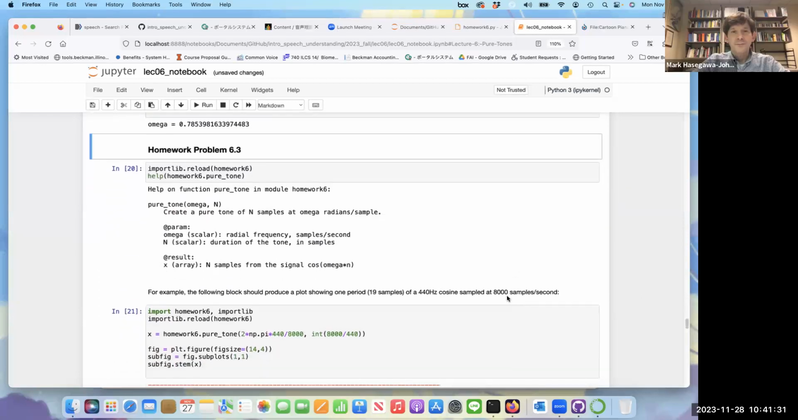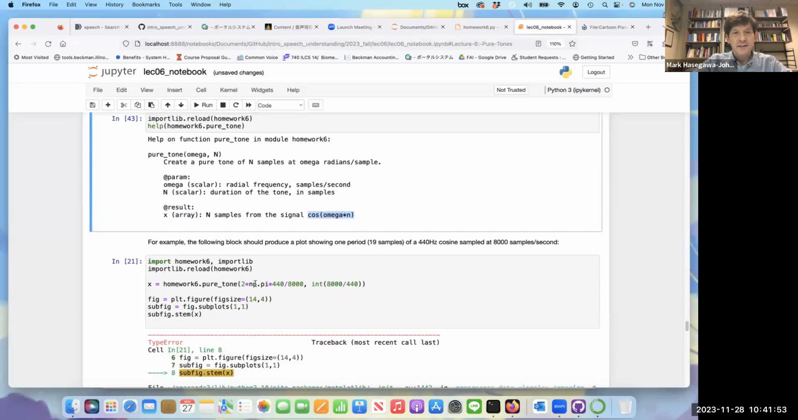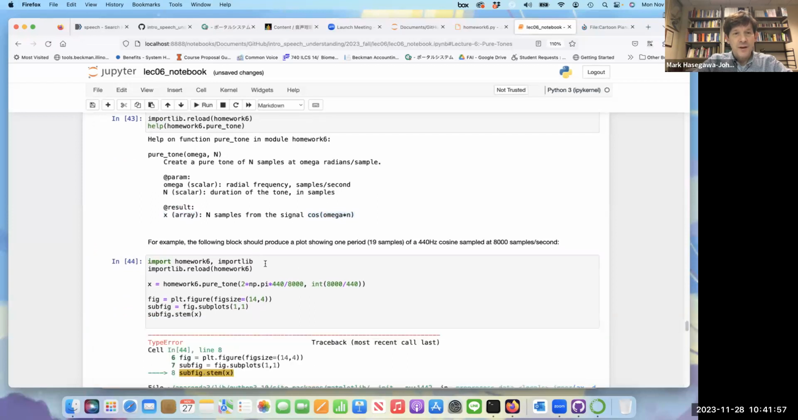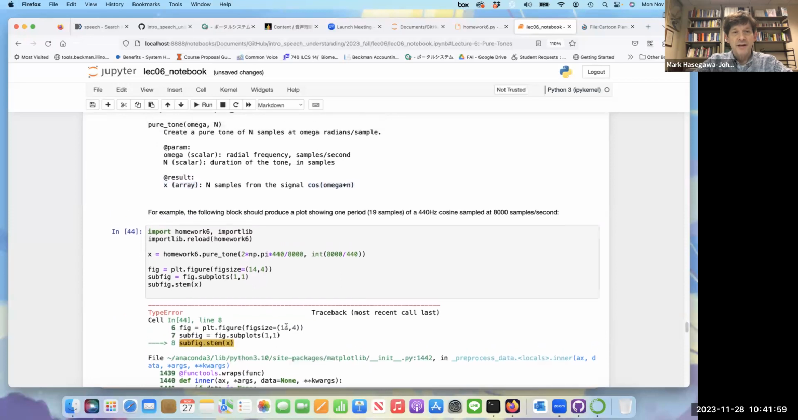Finally, homework 6.3 actually creates a pure tone. So the idea is that you should take in omega, which is the frequency in radians per sample, and n, which is the number of samples. And it should return an array which is n samples long from the signal cosine of omega times little n. So here I have, I think, just an error. Yeah, now it's just generating an error.